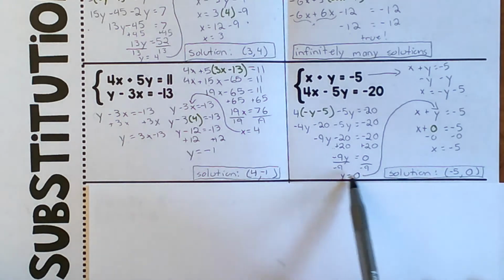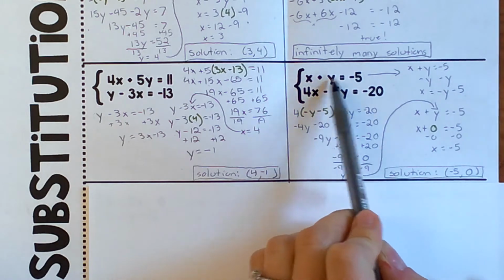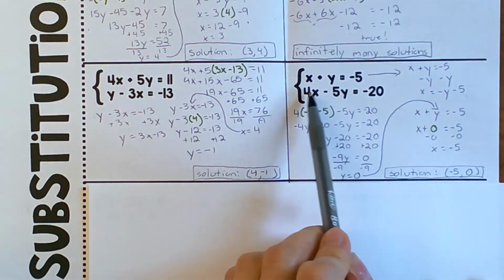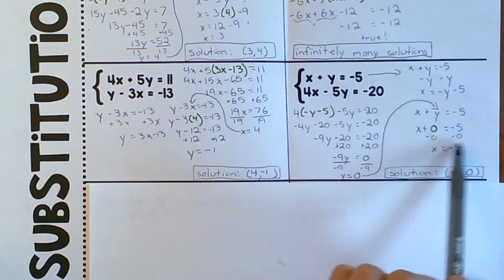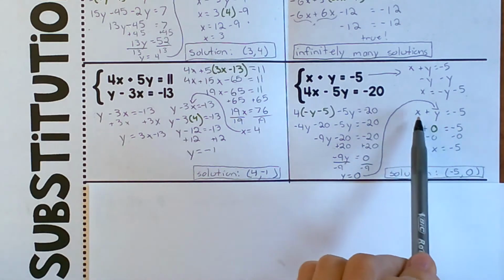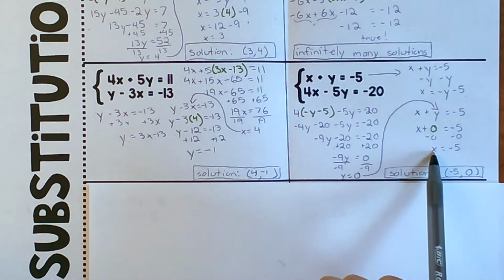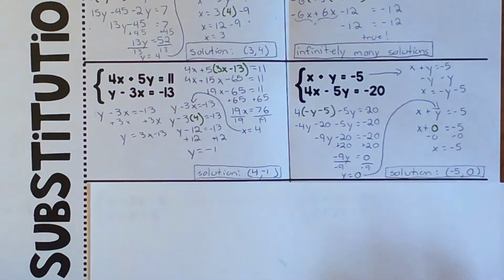And then I took that 0, y equals 0, and you could plug it in right here and say x plus 0 equals -5, or you could plug it in right here and say 4x minus 5 times 0 equals -20. I took the one that looked a little bit easier and did x plus 0 equals -5, and then realized that x equals -5. So your solution is -5 comma 0.